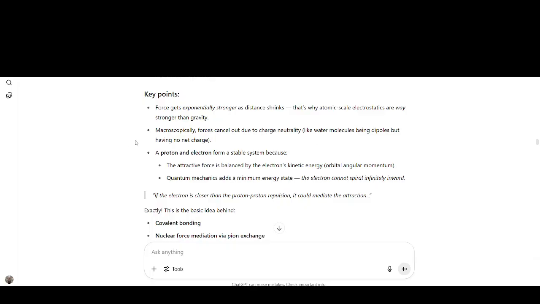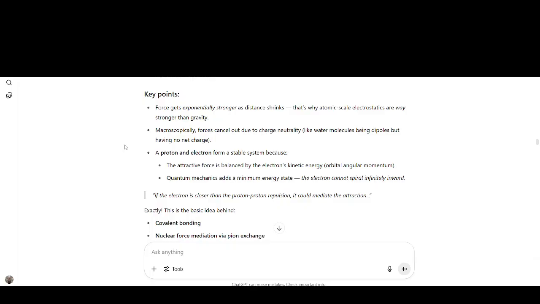Okay. Key points. Forces get exponentially stronger as distance shrinks. That's why atomic scale electrostatics are way stronger than gravity. Macroscopically, forces cancel out due to charge neutrality, like water molecules being dipoles but having no net charge. Basically, oxygen rips off hydrogen's electrons so that oxygen now has 2 extra electrons, and so it's -2 charge, and the 2 hydrogens have a positive charge each, because it's basically just a proton floating out there that's begging for electrons back. But it's saying that on a macro scale, whenever you touch water, some protons are facing you and some oxygens are facing you, so it kind of bounces out.